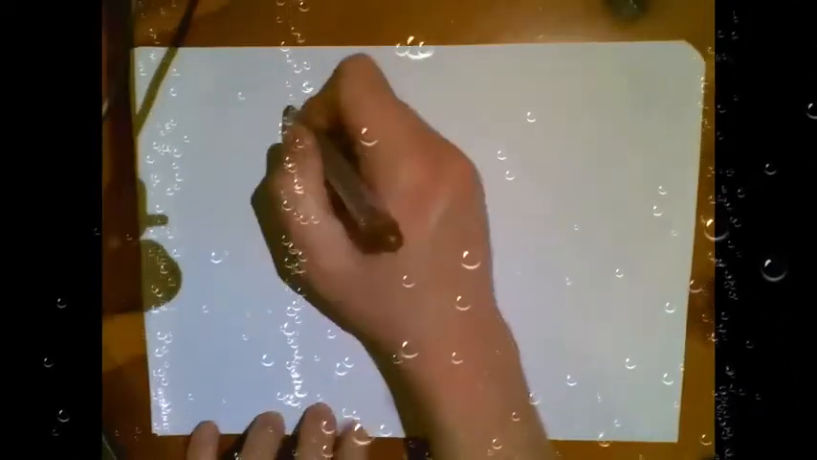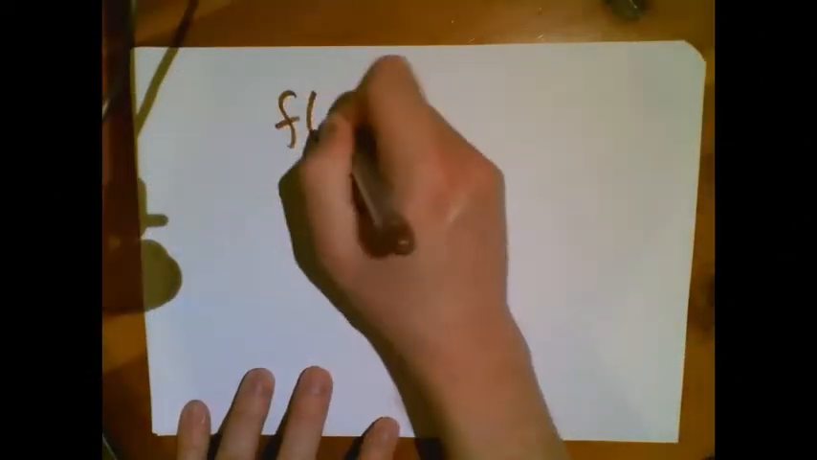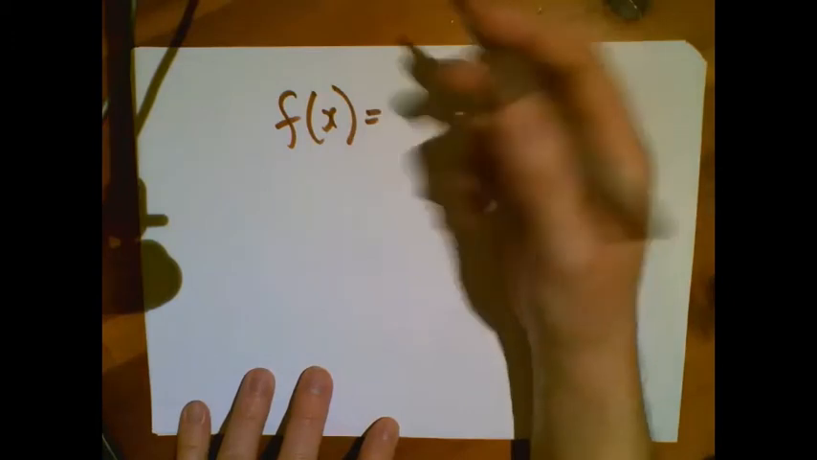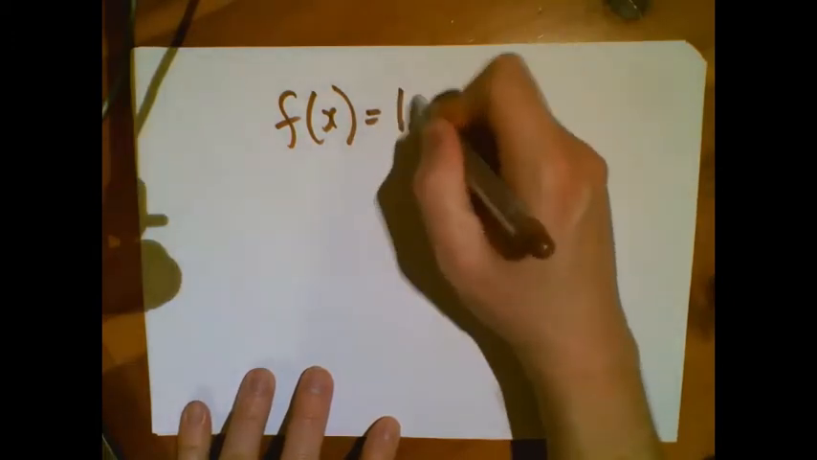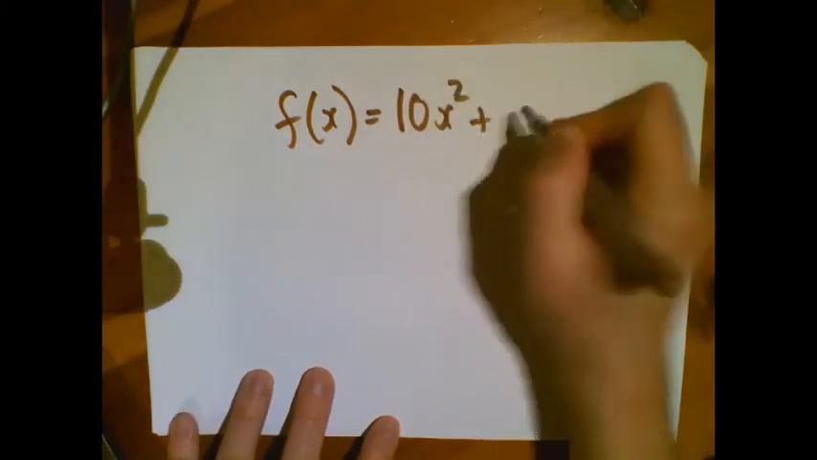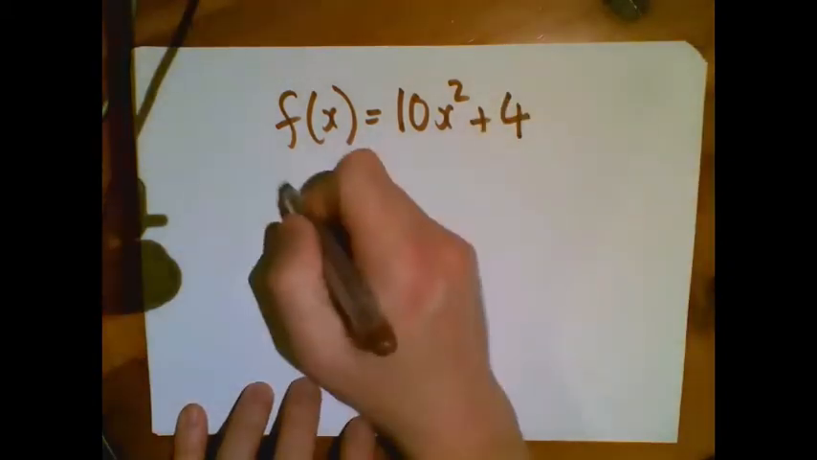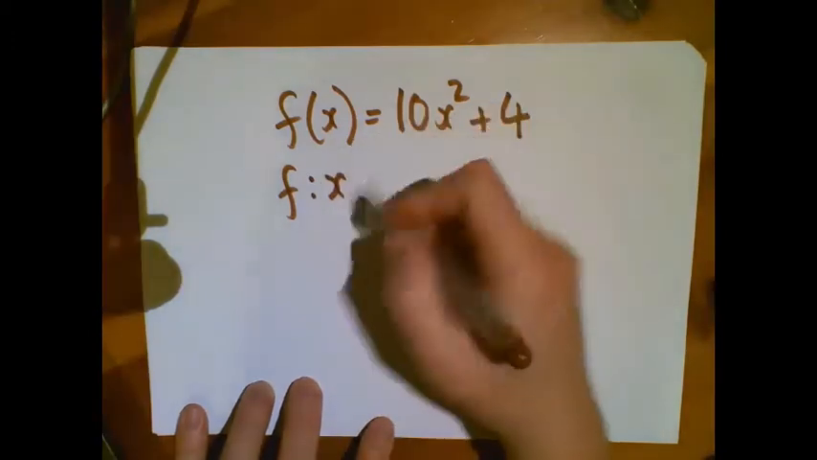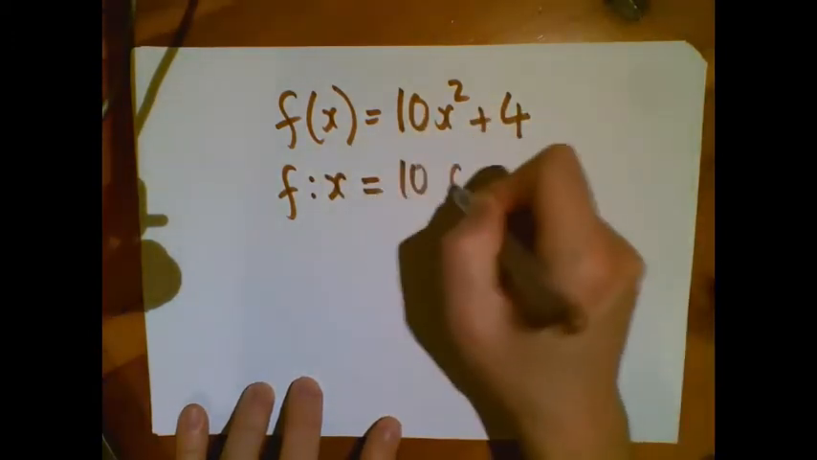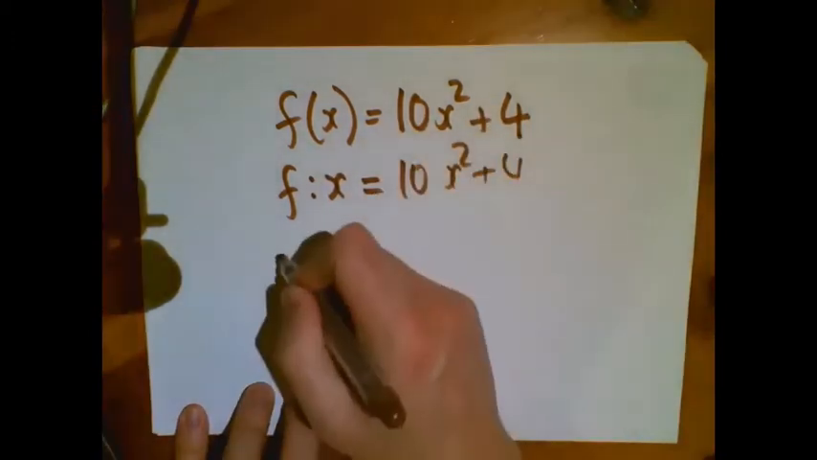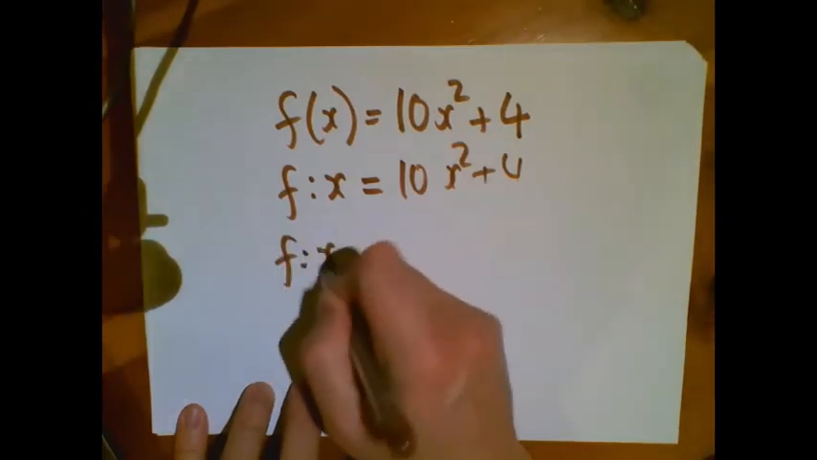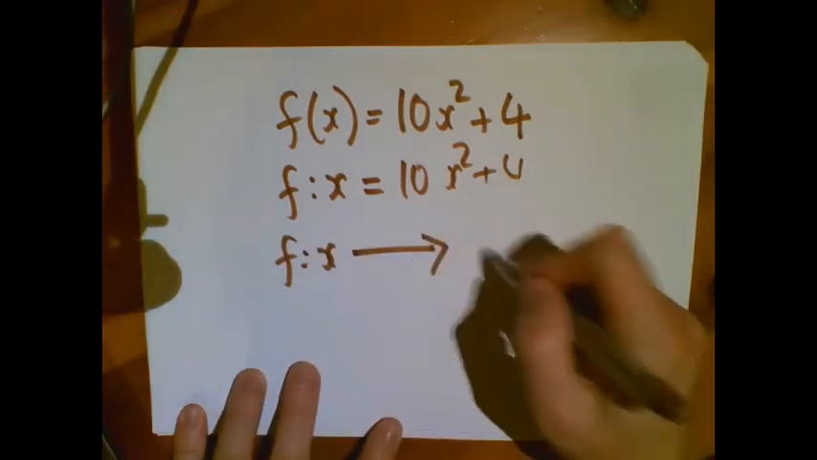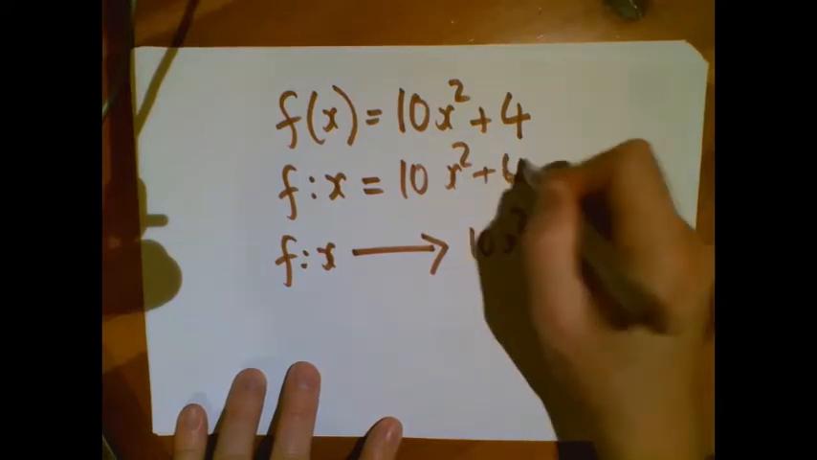Now, function notation is a strange thing. It can be written in lots of different ways. You can have ones that you've seen already. So f of x is equal to, let's say f of x this time is equal to 10x squared plus 4. But sometimes it's written like this. It can be f dash dash, not dash dash, dot dot of x is 10x squared plus 4. And sometimes it's even written like this, with an arrow of 10x squared plus 4.